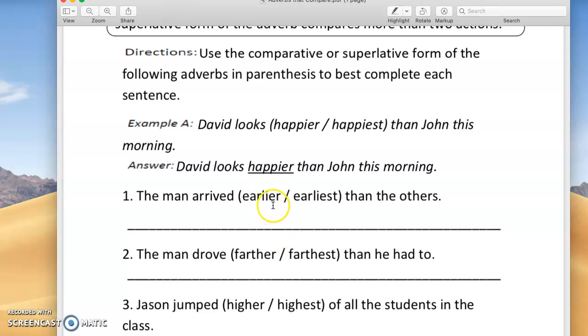The man arrived earlier or earliest than the others. Now we're saying the man, but we're saying all of the others. Are we saying that the man is going to all the people or one other person? We're saying that he's with one other person, so we're going to say the man arrived earlier.